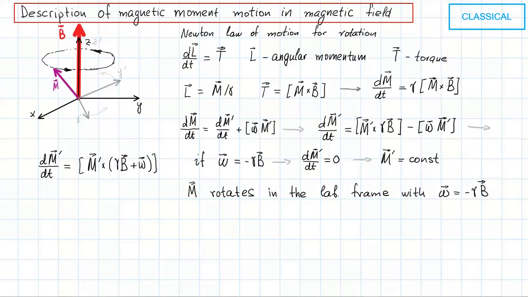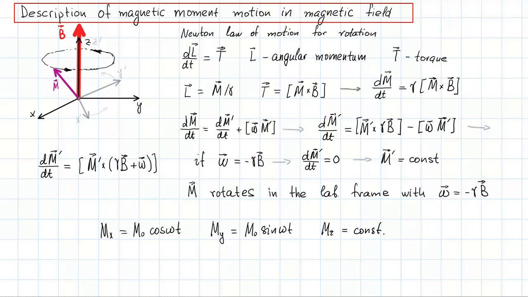This knowledge allows me to determine time dependence of the magnetization vector components in the laboratory frame. We have m_x equal to m0 cosine omega t and m_y is equal to m0 sine omega t, where m0 is the magnitude of the magnetization. The z component of the magnetization remains constant since the rotation is made around the z-axis. With this, I would like to finish the explanation of magnetic moment motion in an external magnetic field based on a classical theory.